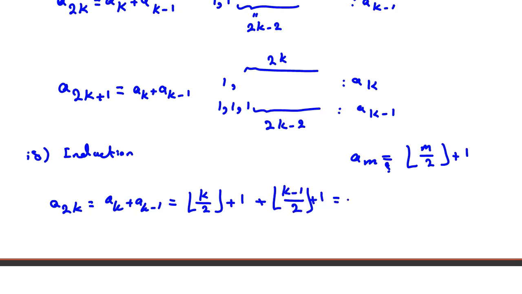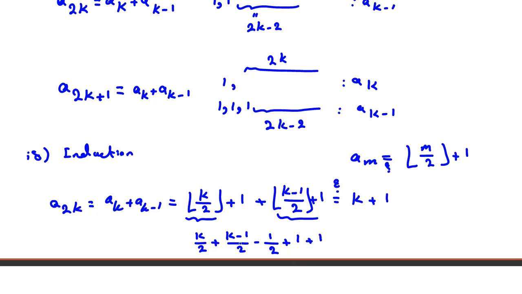Okay, and we want to prove it is what? It is floor of 2k over 2 is k plus 1. Now, here look, if you consider these two numbers, we know one of them is odd, one of them is even. So we can write it as k over 2 plus k minus 1 over 2. We know exactly one of them is odd, so we have 1 minus half, plus 1 plus 1. We want to prove why it is k plus 1.